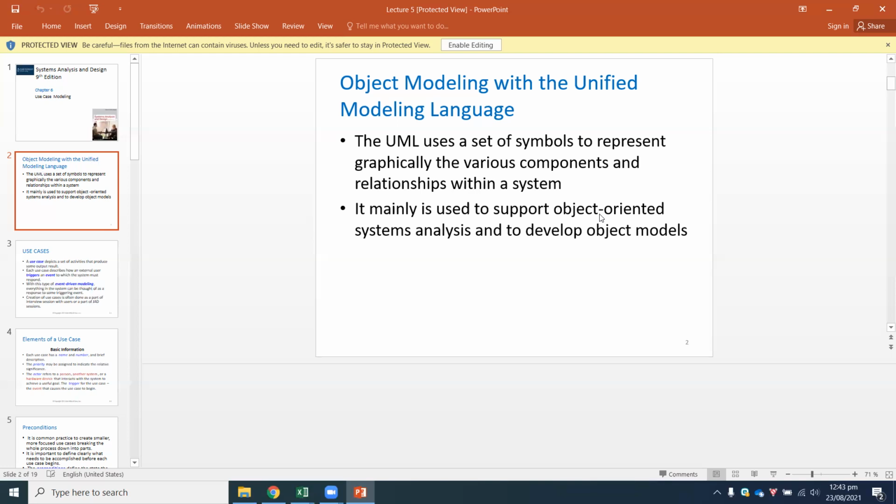We have symbols, let's say rectangles, squares, circles, arrows, and so forth. And these are used to represent a system, what all components are in there, and how or in what way they are interconnected to one another. That represents the relationship. Okay, so that's a UML diagram and object-oriented.